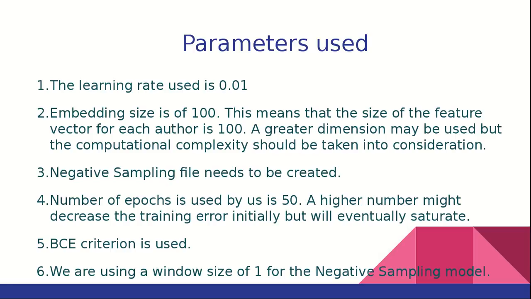In negative sampling, there needs to be a window size, which means for a particular word, how many words nearer to it are we considering. For example, if the window size is 2 and I have a word x, I will consider only the x minus 1 and x plus 1 words.